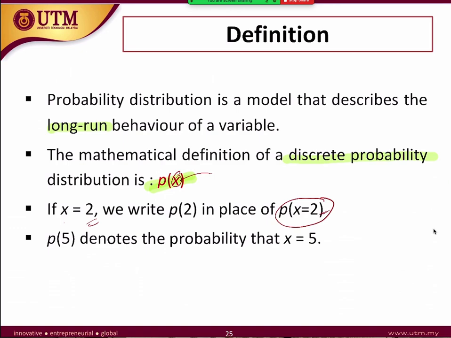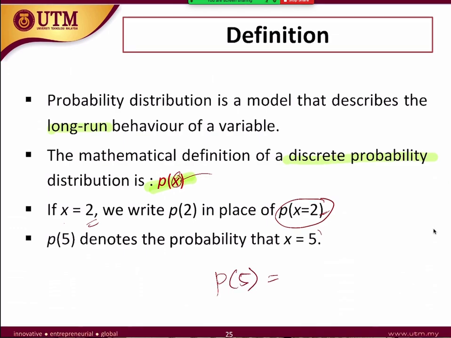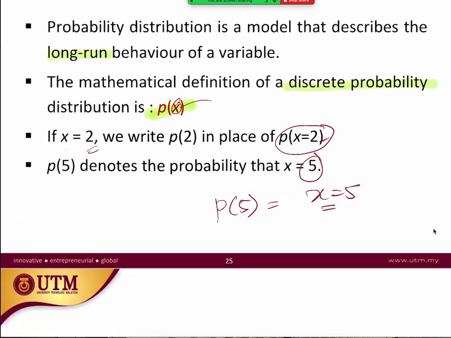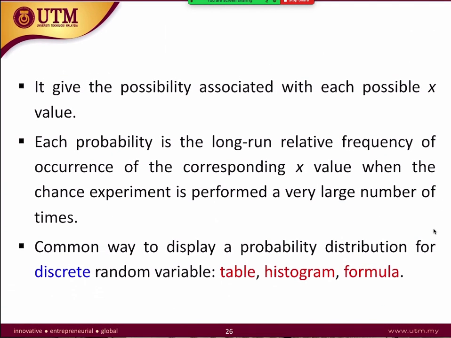So P(5) also denotes that the x number is 5, meaning the probability of that event happening is for x equal to 5. Each of the probability values is associated with the possible x values. The common way for us to see this is by having a table, a histogram, or looking at the formula itself.